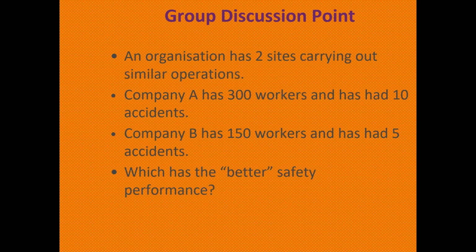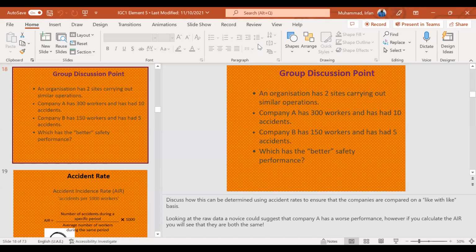An organization has 2 sites carrying out similar operations. Company A has 300 workers and has had 10 accidents. Company B has 150 workers and has had 5 accidents. Which has the better safety performance? Can anyone answer that? Guys, anyone?